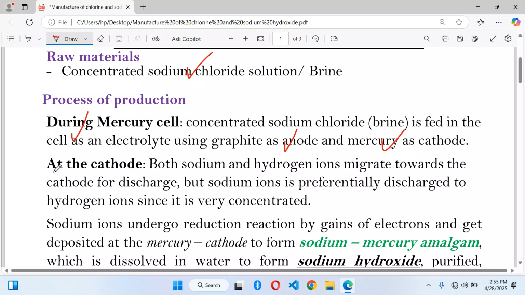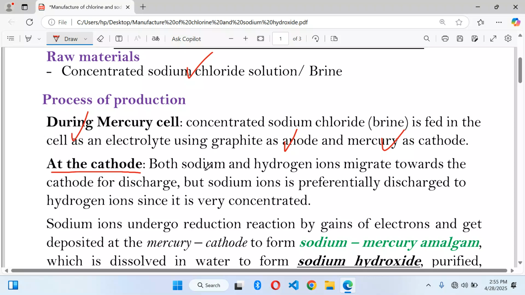The cathode being a negatively charged electrode, that's where the positive ions in the solution are going to be attracted. So these ions are going to be attracted towards the cathode, and when they go there, what is going to be discharged? That's what we're looking at.